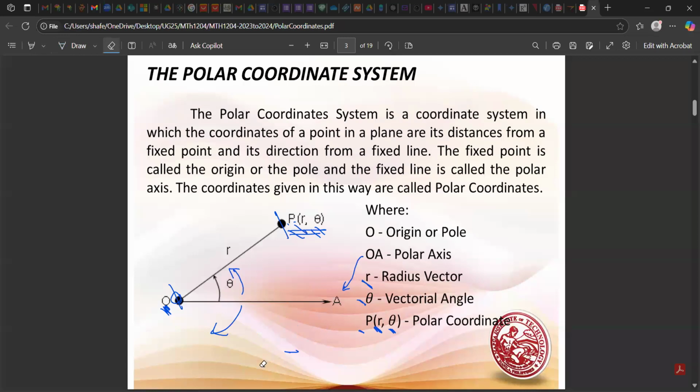Good. So let's maybe take some examples, and you're going to be able to see how you describe a point in a plane using this new system, right?